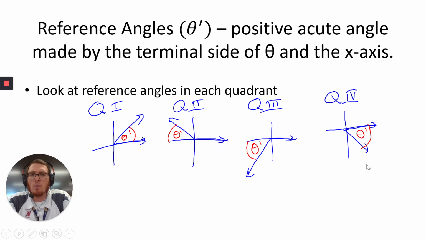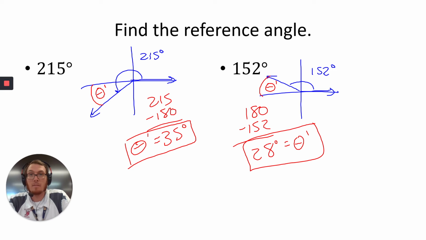You need to know how to find these things in order to be successful on a lot of these sections. So that's what we're going to focus on today, is finding reference angles and then using them to apply to other situations. The first thing is to just find a reference angle. And the most important thing is to know what quadrant you're in. So 215 would be in quadrant 3 because it's higher than 180 but less than 270.